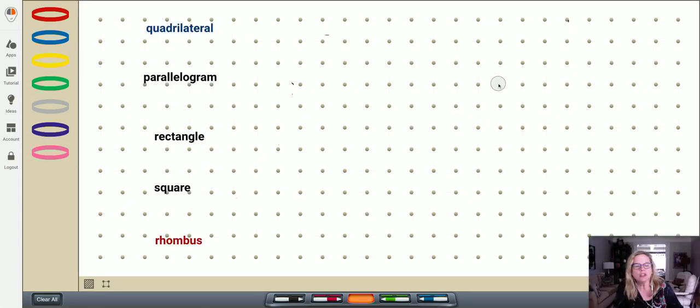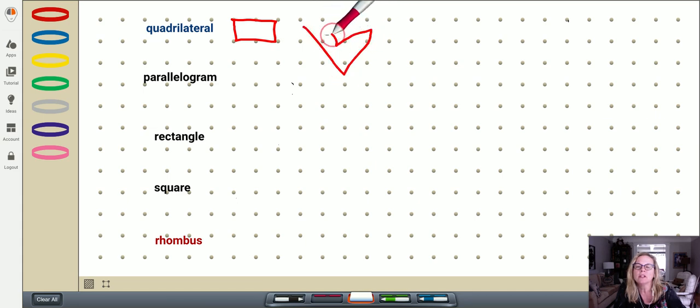And we're going to draw some of these shapes. Okay, put the eraser there. Quadrilateral. Any four-sided figure is a quadrilateral. I can even do this fun shape. Whoa, that's not one because it's rounded, sorry.